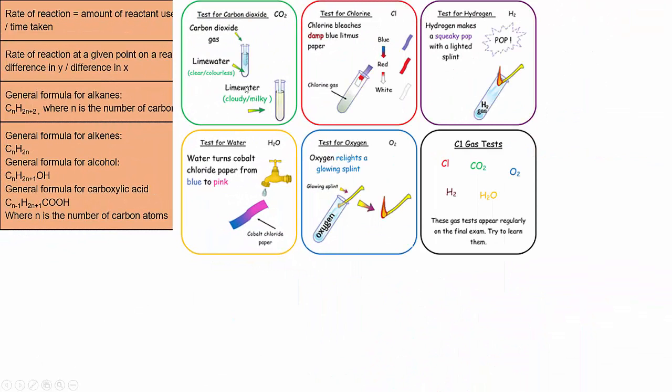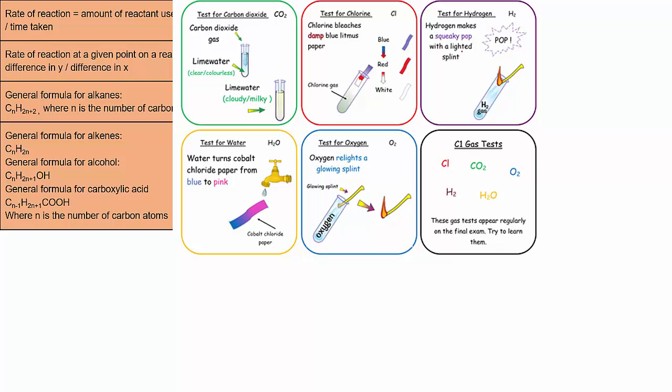Next on the agenda we have the tests for the different gases. Carbon dioxide, you bubble it through lime water, it becomes cloudy. Lime water, remember, is colourless. Adding carbon dioxide gas to it makes it cloudy. That's the positive of the test. Chlorine, as a gas, will bleach damp blue litmus paper. So your blue litmus paper will become red and then white, i.e. it's lost its colour, if chlorine gas is present.